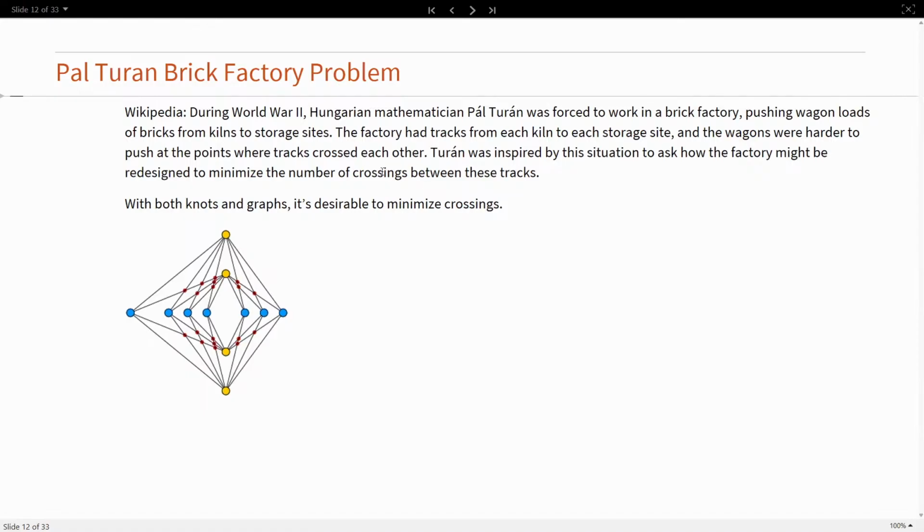So he tried to come up with a way of minimizing the number of crossings for tracks. And he actually wrote up a paper for this while at the prison work camp, managed to smuggle that out of the camp to some people that could publish it, and he was publishing papers while he was being worked to death. And then he gave a number of talks about this problem and other related problems after the war was over.